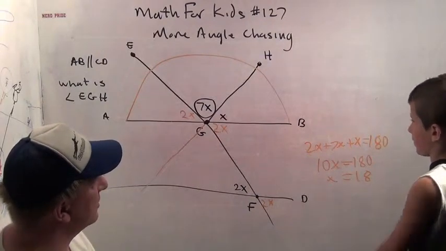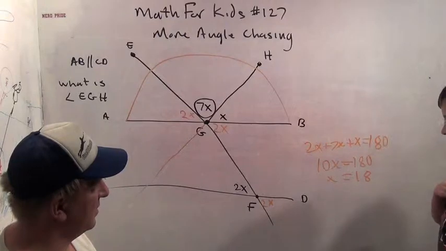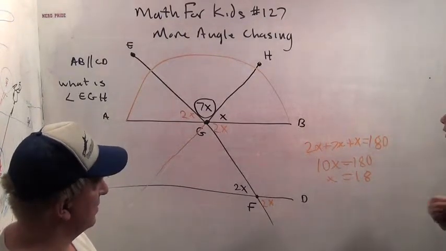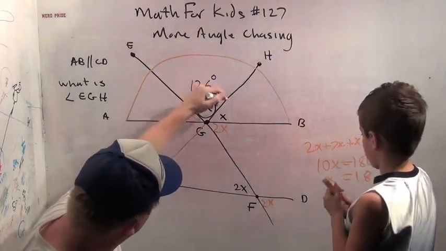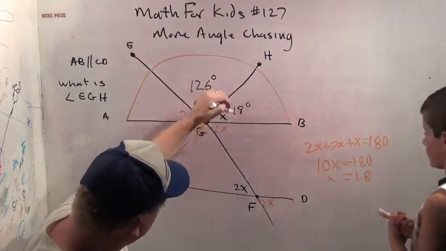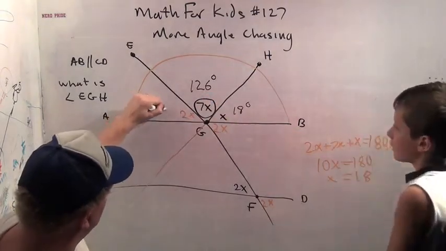Now, what angle were we looking for? 7x. So we've got to figure out what 18 times 7 is. 70 plus 56, which is 126. So this is a 126 degree angle. This is an 18 degree angle. Now remember, I told you we didn't draw these to scale, right? And this is a 36 degree angle.